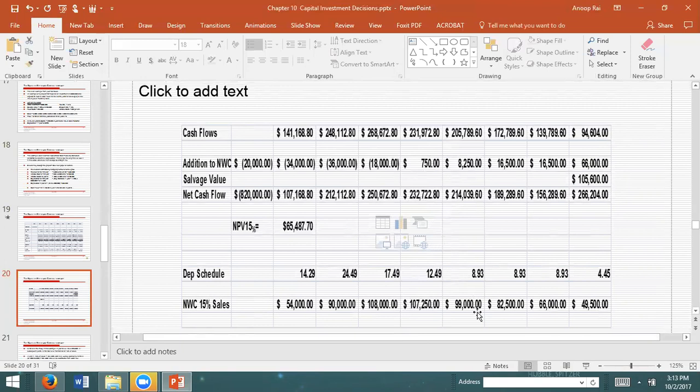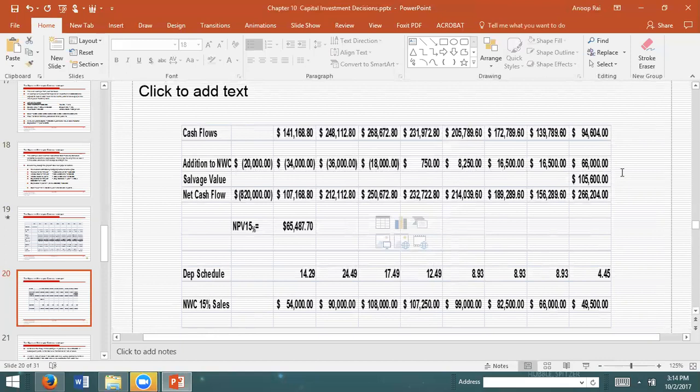Same thing happens, 15% of sales in year 5 is 99,000. That means we need less working capital, so we'll start recovering our working capital. In the last year, in year 8, we're going to make sure that we recover all of it. So all these negative numbers that we dished out and kept for working capital, 20, 34, 36, and 18, a maximum of 108, we have to make sure that these things also total up to 108.